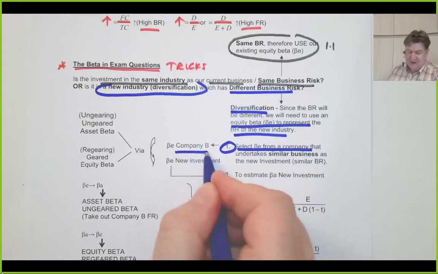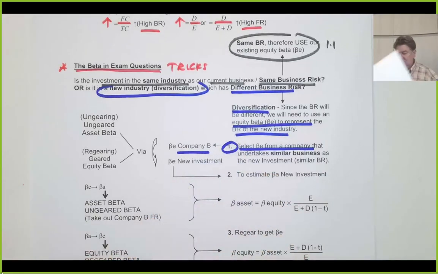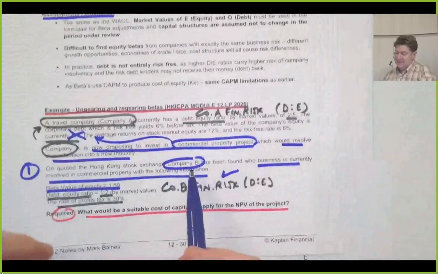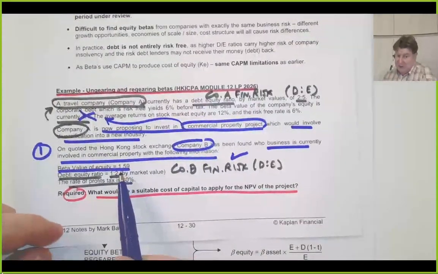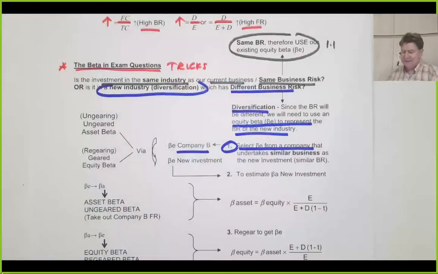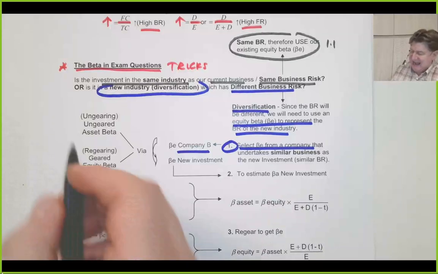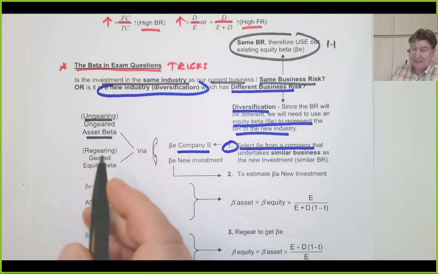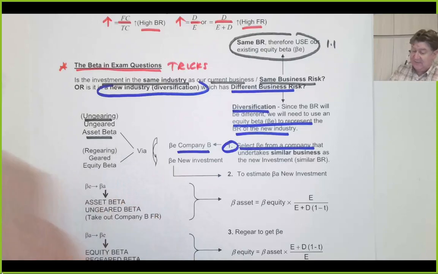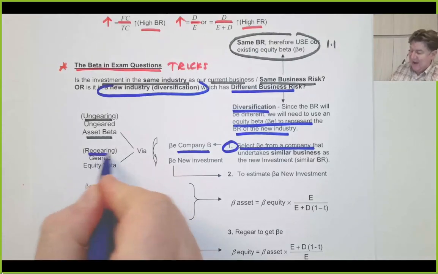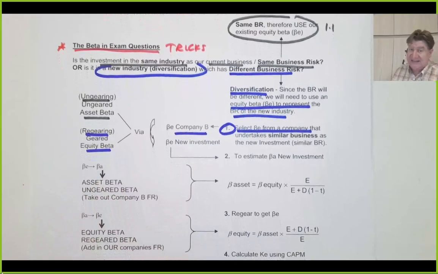So we just did that. We got the beta from company B. Look, there was the beta, 1.59. Now what we next need to do is take out the financial gearing of company B, and then put in our company's financial gearing, that's regearing.